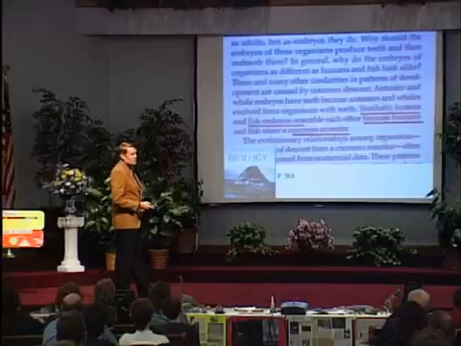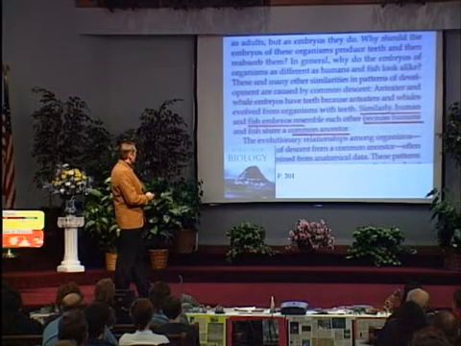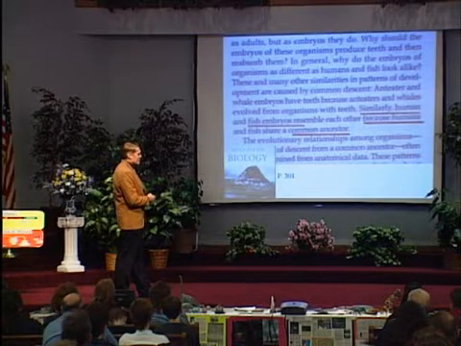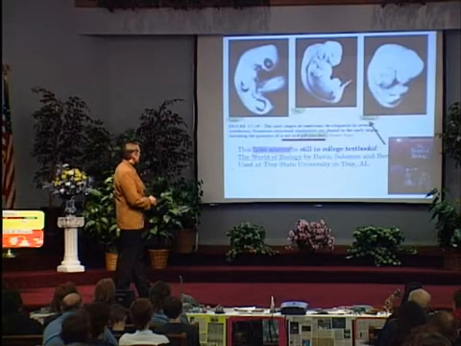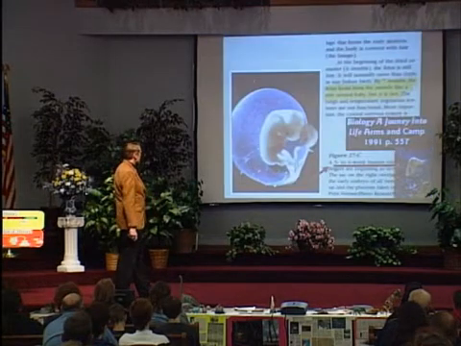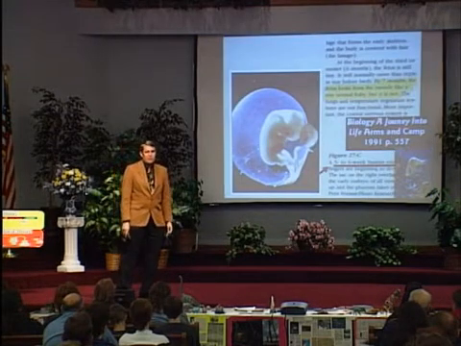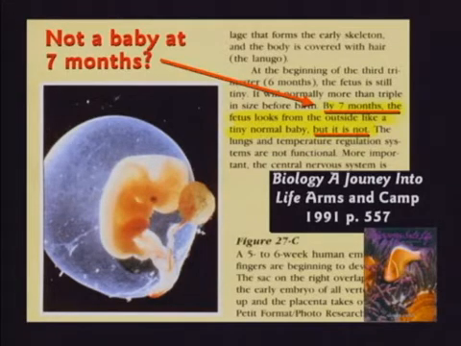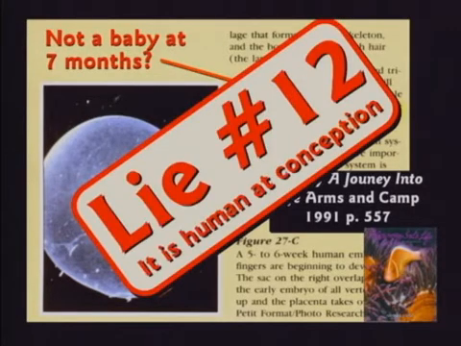Here's a 2000 college textbook. It says humans and fish embryos resemble each other because humans and fish share a common ancestor. This college textbook says the human has gill pouches. Biology, Arms in Camp, one of the worst ones there is, shows a 5 to 6 week embryo, but then it says by 7 months, the fetus looks like a tiny normal baby, but it's not. It's not a baby at 7 months. Hello? It's a human at conception. Every doctor knows that.